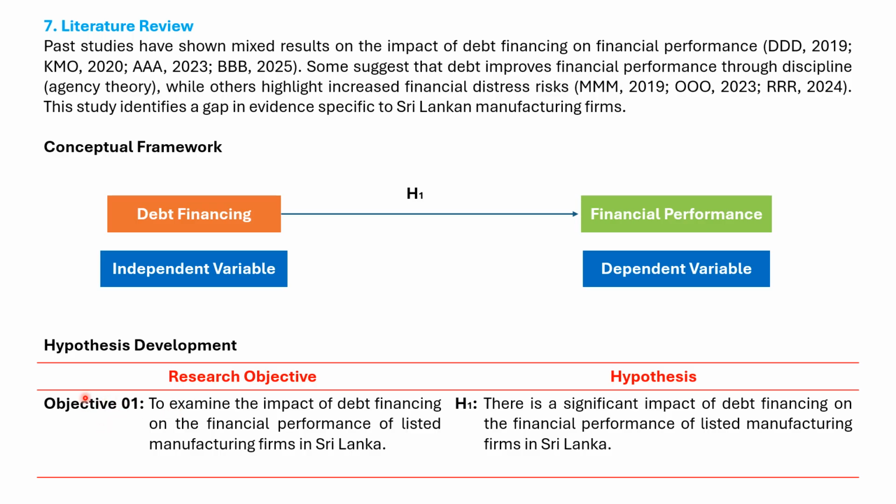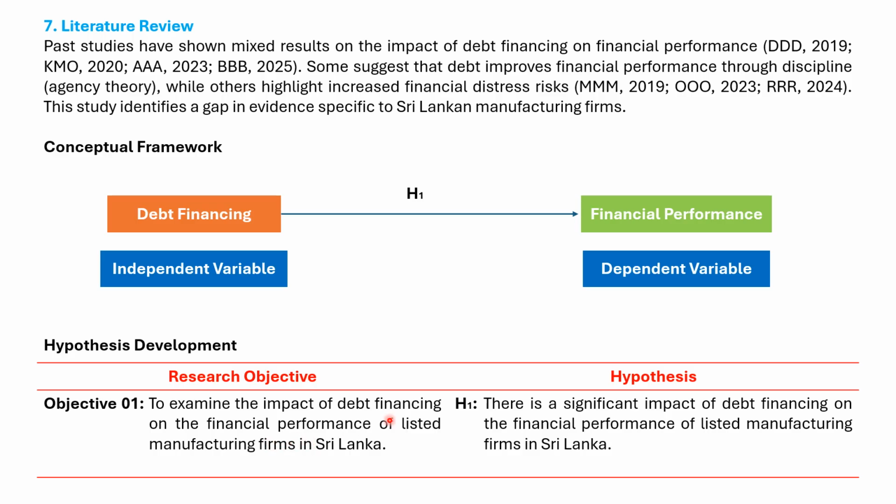Our objective one is there, even though we do not need to write it because only one objective is there, but I have written it because sometimes when you are developing your research proposal, you may have more than one research objective, thereby more than one hypothesis. So it's better to clearly indicate, yes, this is my objective number one. Here it says: to examine the impact of debt financing on the financial performance of listed manufacturing companies, or firms, in Sri Lanka.